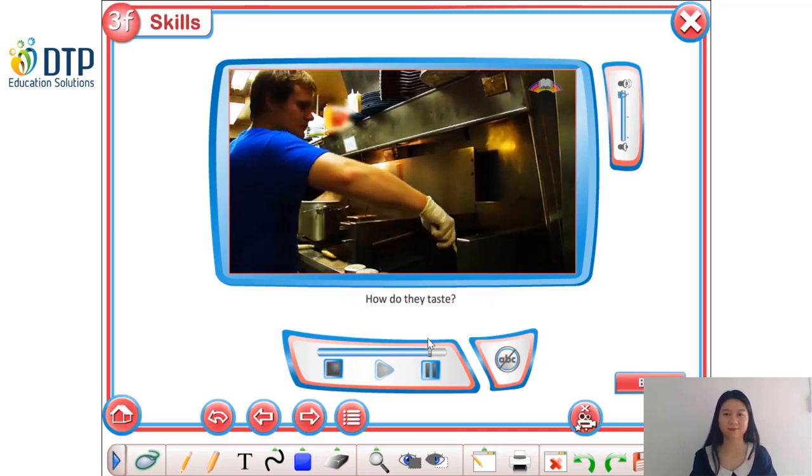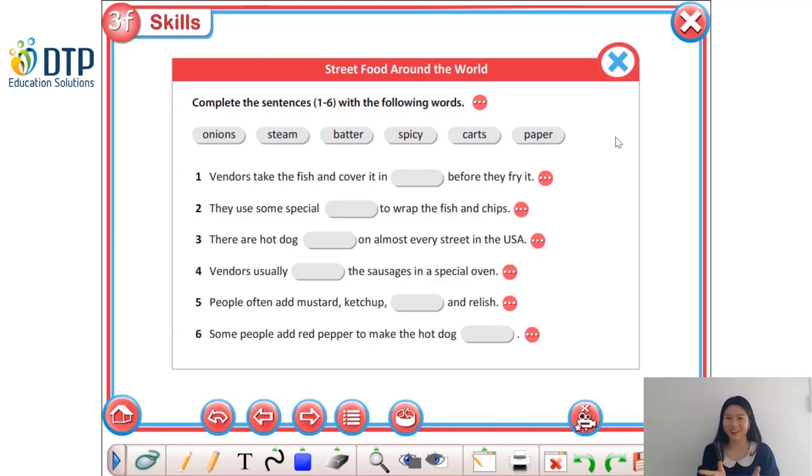How do they taste? Alright, what do you think? For number 1, what do you choose? Vendors take the fish and cover it in, can we try paper?